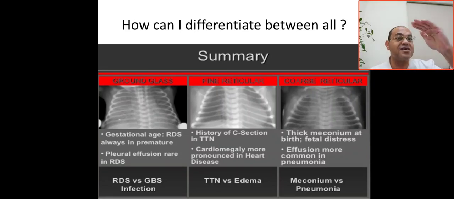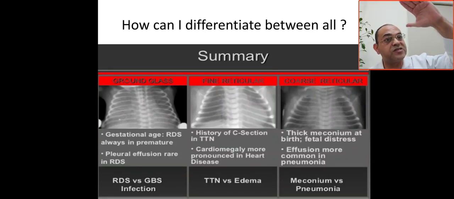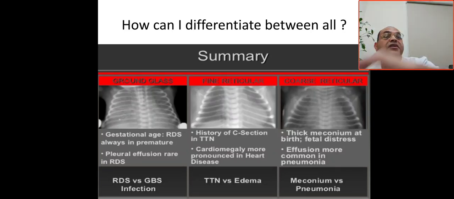And the course of the disease: the RDS will be progressive, then after 48 to 72 hours it will be regressive. In pneumonia, it will be progressive all the time. Fine reticular, it will be fluid.